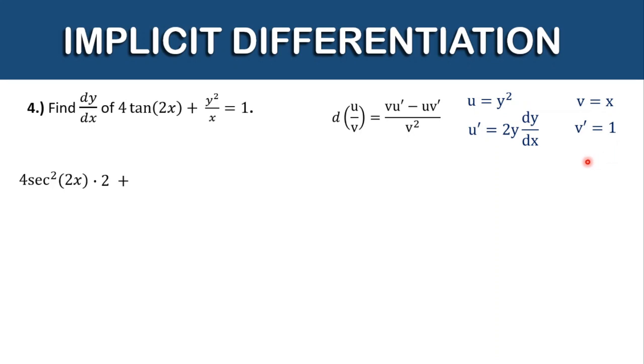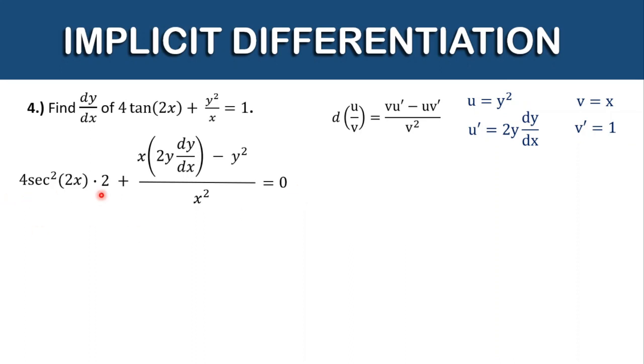So substitute natin yun sa ating formula. So dito sa second term, we have ang v natin ay x. Ang u prime natin ay 2y dy over dx. Minus u, ang u ay y squared. Then ang v prime natin ay 1. So kahit hindi na natin ilagay. All over v squared, ang v natin ay x, so we have x squared is equal to the derivative of 1 is 0.